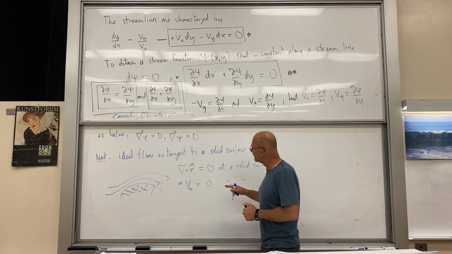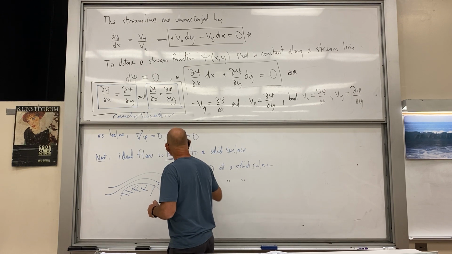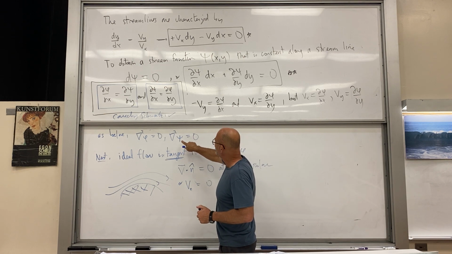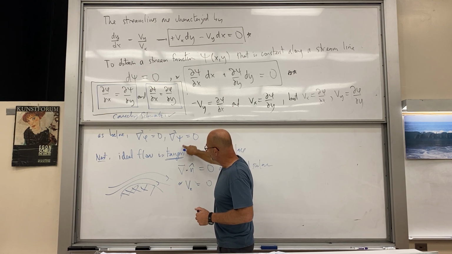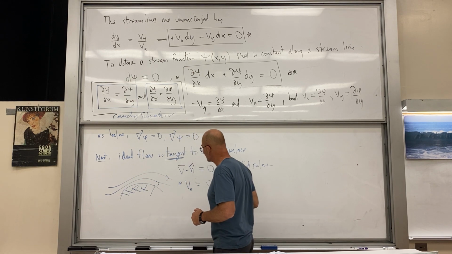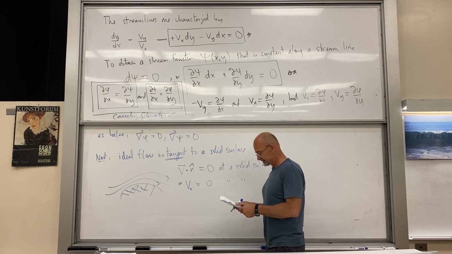So that means, since it's just the tangent component, that we're going to have C being equal to 0 or equal to constant along that streamline at the surface. So let's write that down.